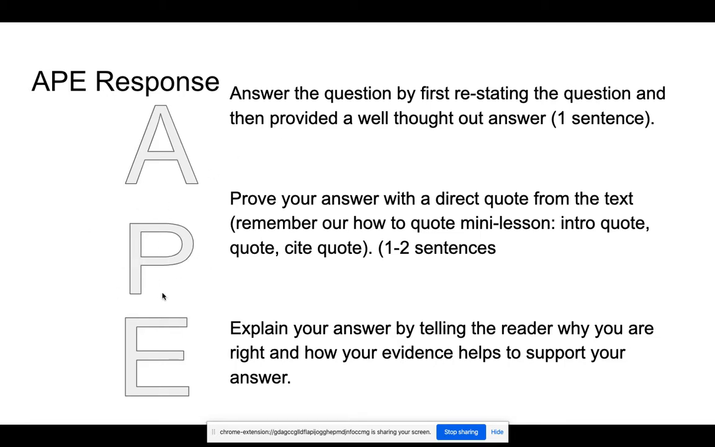All right, so P stands for prove your answer. I already gave you your mini lesson on how to incorporate a quote. There was a reason why we did that first, and that's because it is the second part of your short responses. So you need to find a quote that proves your answer and incorporate that correctly. Most of the time, your proof is going to be one sentence, but sometimes you have a longer quote and it might be two sentences, but it should never be more than that.